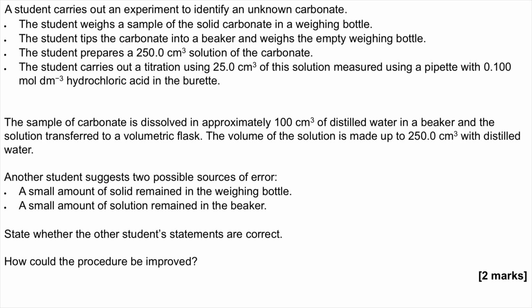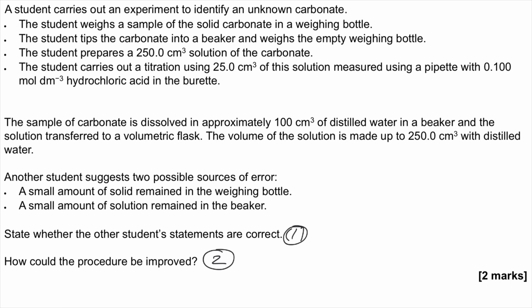The sample of carbonate is dissolved in approximately 100 centimeters cubed of distilled water in a beaker and the solution transferred to a volumetric flask. The volume of the solution is made up to 250 centimeters cubed with distilled water. Another student suggests 2 possible sources of error. A small amount of solid remained in the weighing bottle. A small amount of solution remained in the beaker. This is a 2-part question. Part 1, state whether the other student's statements are correct. And 2, how could the procedure be improved?